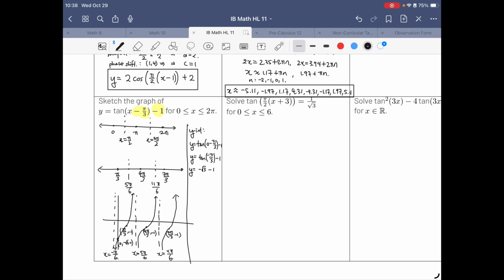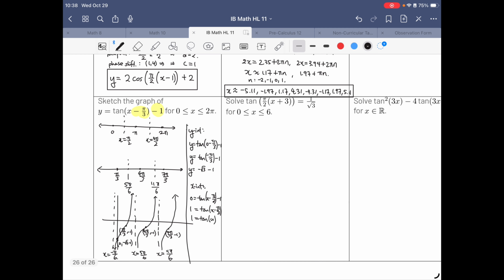Now let's also find the x-intercepts. That's going to be 0 is equal to tangent of x minus pi over 3 minus 1. So that's 1 is equal to tangent of x minus pi over 3. So if I replace with u, then the reference angle is going to be pi over 4. So that means that the tangent is positive.